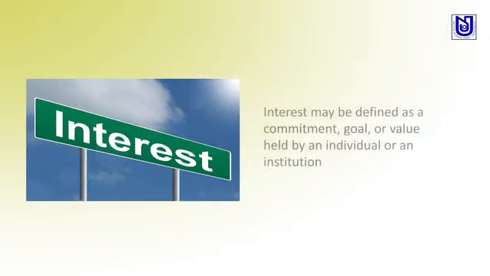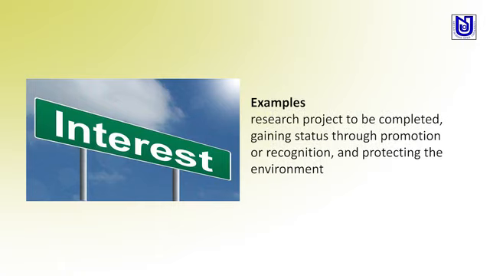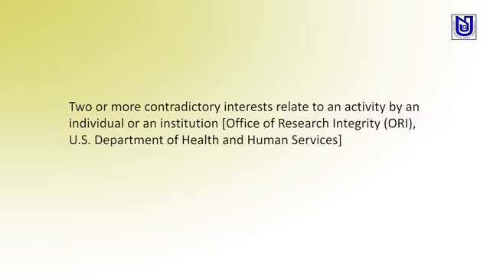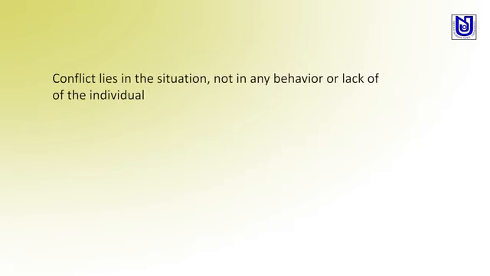So, interest may be defined as a commitment, goal or value held by an individual or an institution. Examples are a research project to be completed, gaining status through promotion and recognition, and protecting the environment. Conflict of interest means two or more contradictory interests related to an activity of an individual or an institution. This is prescribed by the Office of Research Integrity, ORI, US Department of Health and Human Services. Conflict lies in the situation, not in any behavior or lack of behavior of the individual.